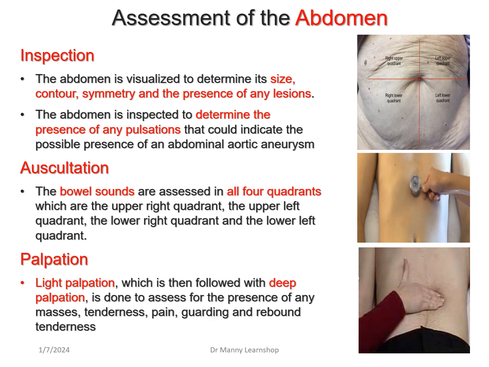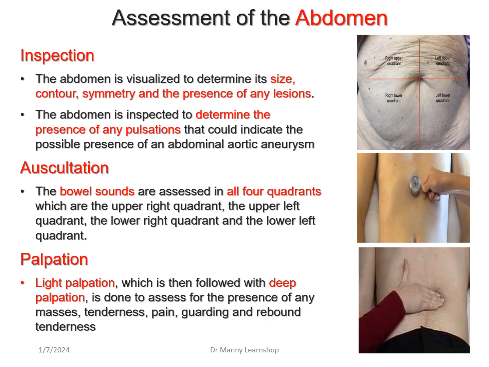When we assess the abdomen, the techniques that we use are inspection first, auscultation second, palpation third. And when we inspect the abdomen, we're looking for size, contour, symmetry, the presence of any lesions. And again, it can be expected to see if there are any pulsations which could indicate the possible presence of an abdominal aortic aneurysm or lesions in the liver.